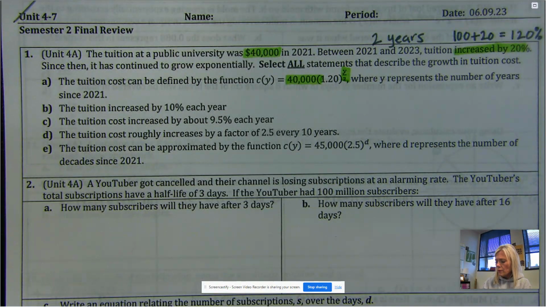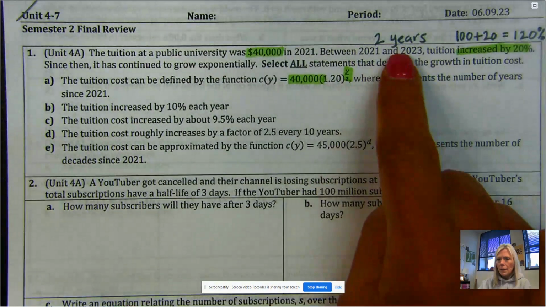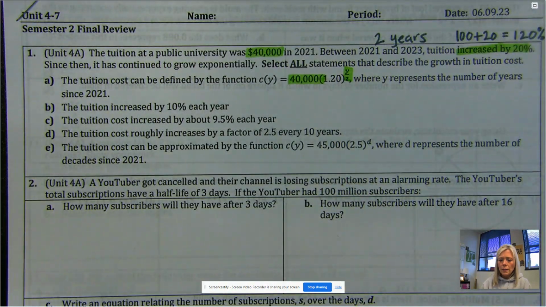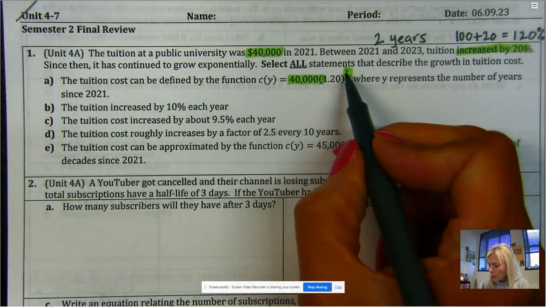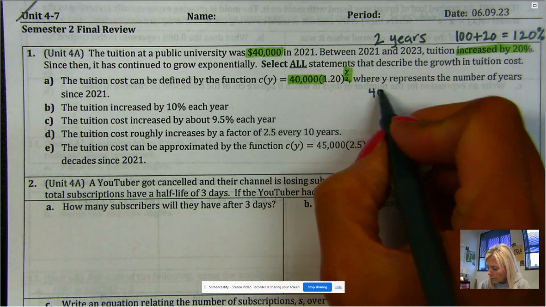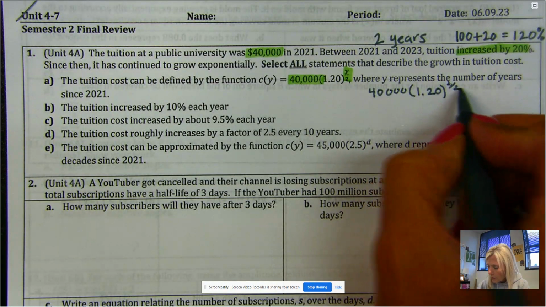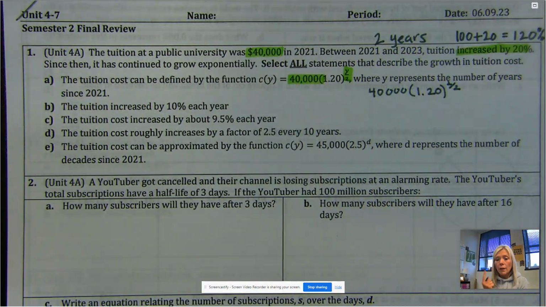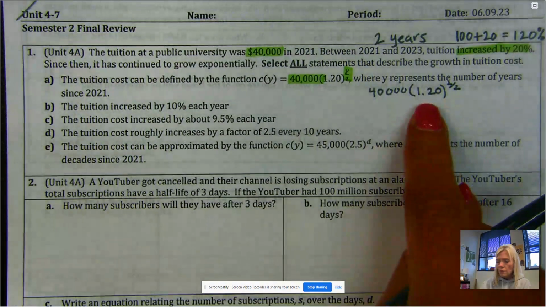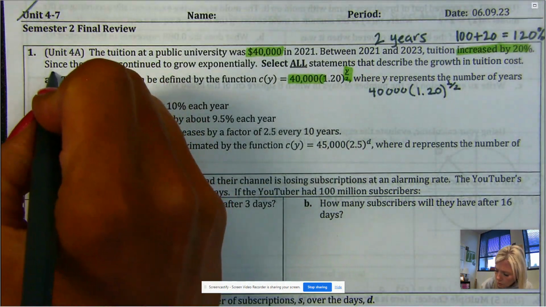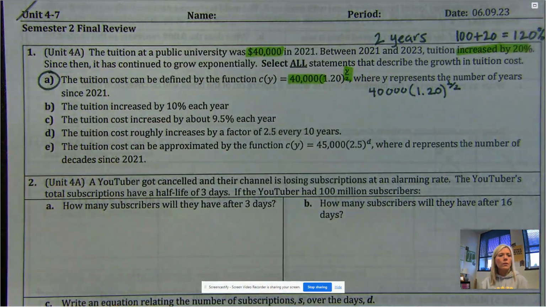And I have to think about, does that mean because it's happening every 2 years, I have to divide y by 2? And so if we think about it, let's plug in like a 2. It has to happen in 2 years to increase by 20%. So if we put a 2 right here for y, well, 2 divided by 2 is 1, right? So in 2 years, it does increase by 20%. So this equation is the correct equation to use for this situation.